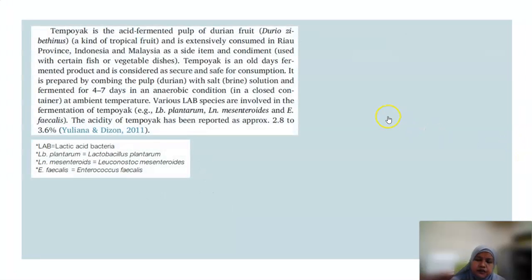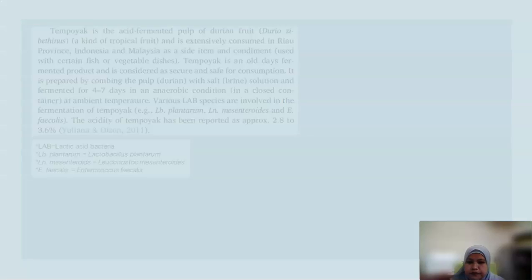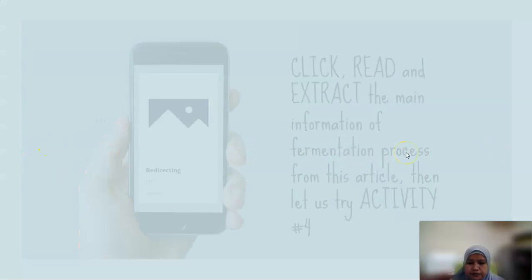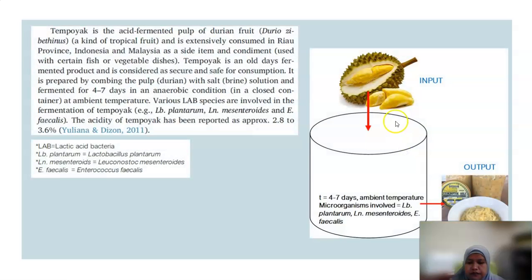Alright, this is one example, the batch process of tempoyak, which is made from durian after fermentation for up to 7 days in anaerobic condition. If you look here, we have durian, and when it is mixed with salt it ferments for 4 to 7 days, and there are a few microbes involved inside the fermenter or closed container, and the output will be the tempoyak. This is one very simple example of the batch process.